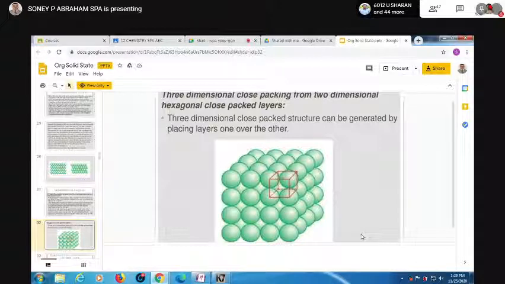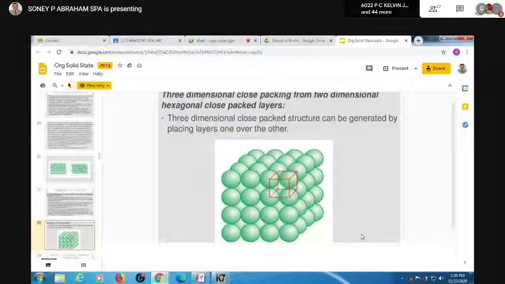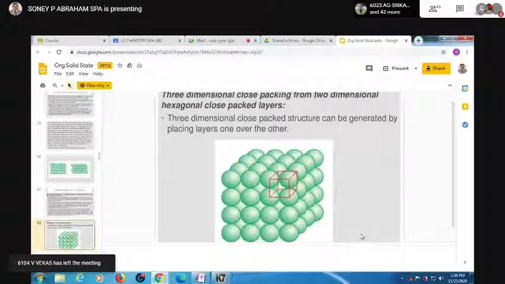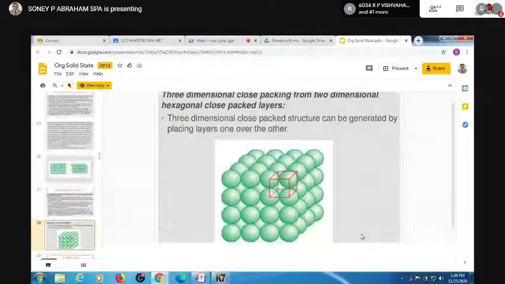So in a simple cubic lattice, there will be perfect vertical as well as horizontal alignment of constituent particles, and you can see that there will be perfect alignment both in vertical as well as horizontal direction. So that will generate a simple cubic lattice, and the unit cell will be a primitive cubic unit cell. Is that clear? Yes, sir. That is the primitive cubic unit cell.